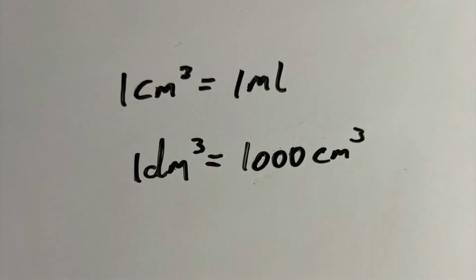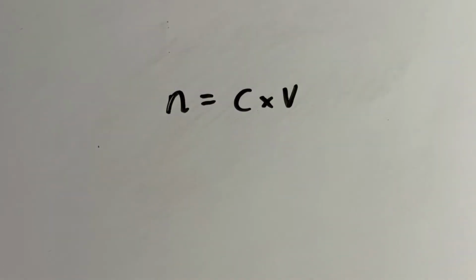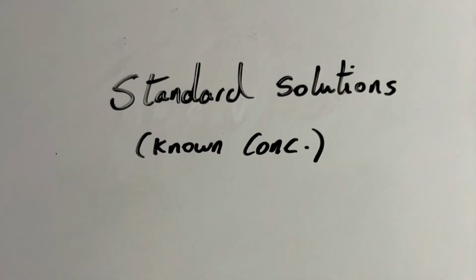Now, moving on from solids, we're now going to look at liquids and gases. So here are some units, and you're going to need to know these unit conversions off by heart. And your calculation for the number of moles becomes number of moles is equal to your concentration multiplied by your volume. And you'll need to know the term standard solutions, but it's nice and simple. It's a solution that you know the concentration of.